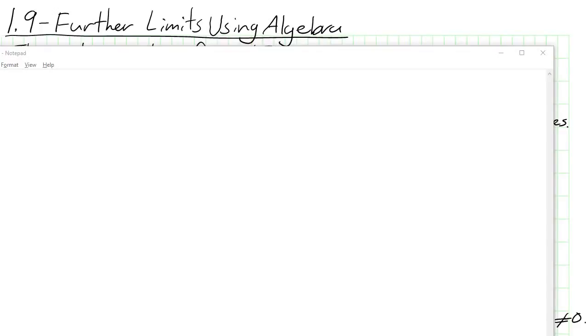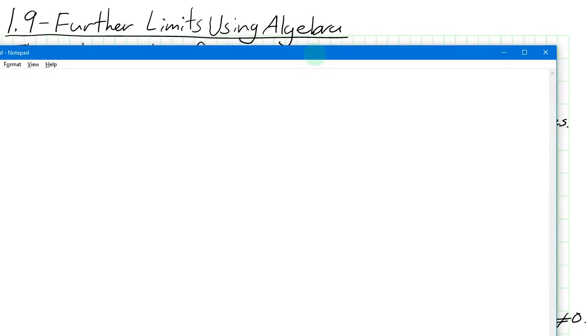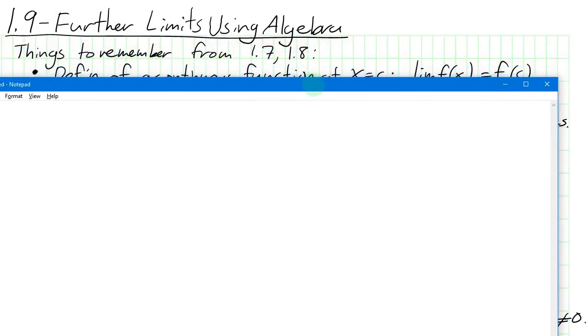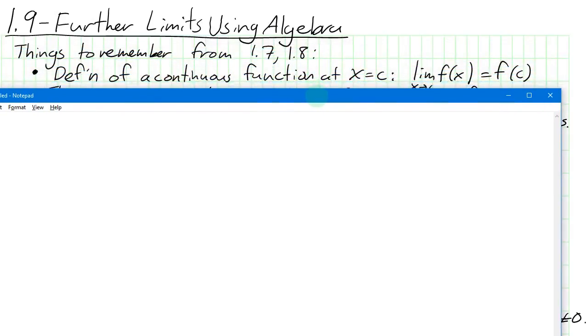Okay, here we are again with some more stuff about limits. This time using algebra, which by algebra I just mean manipulating variables and expressions and equations to analyze things that way, instead of with a graph or just plugging things into a calculator. So here's some things to remember from before.